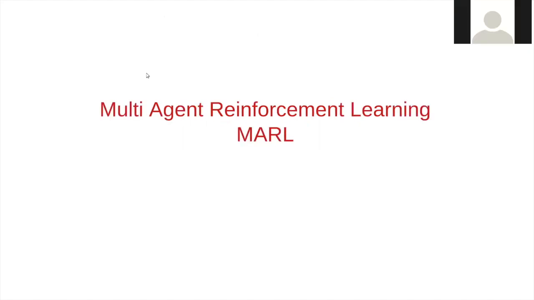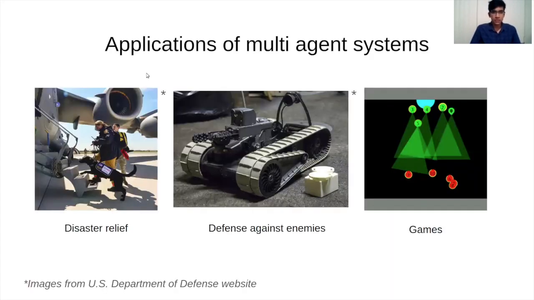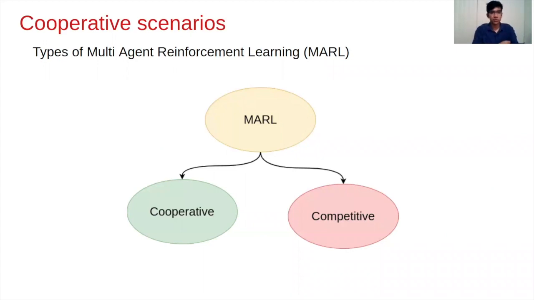Yes, please. Okay, perfect. So now let's talk about multi-agent reinforcement learning, which is more relevant to our paper. Multi-agent systems can be beneficial in many scenarios, for example, disaster relief, defense against enemies, or games. If you are in a disaster scenario, you may require many robots to operate in an environment that can together provide relief.